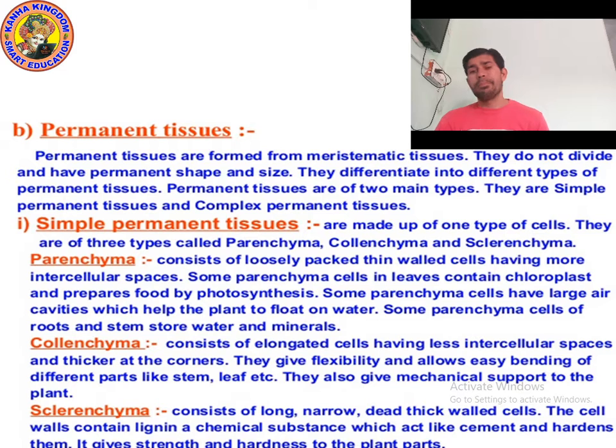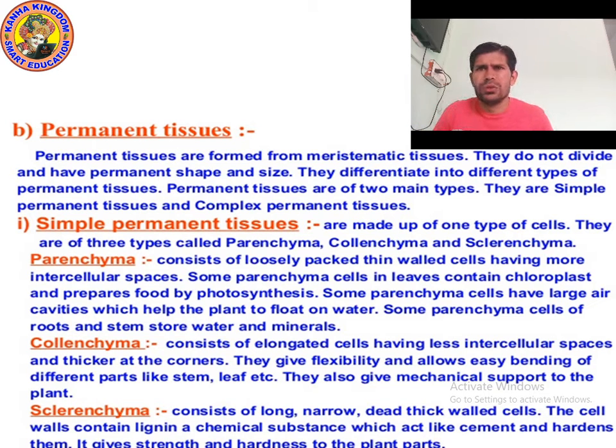Simple permanent tissues are simple. Means what? They are made up of one type of cell, similar type of cell. The tissue has similar structure and function. So simple permanent tissues are made of one type of cell, and they are of three types called parenchyma, collenchyma, and sclerenchyma. Now let's study about parenchyma.